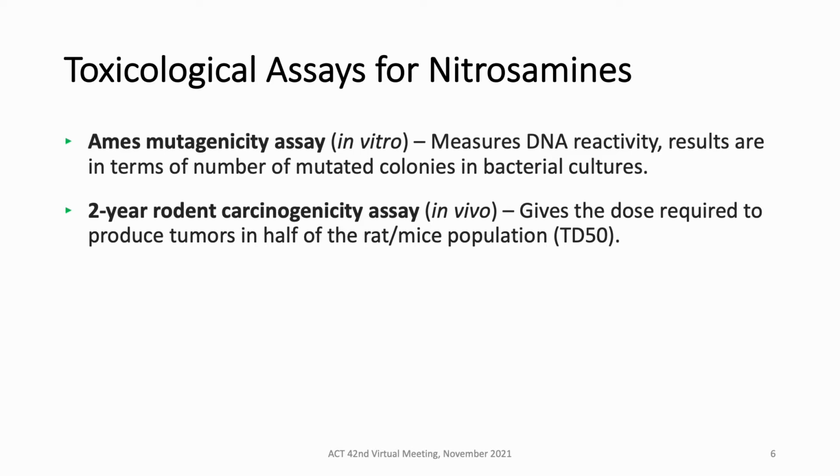However, the rodent carcinogenicity assay gives a good indication of the carcinogenic potency. It tells the amount of dose that is required to produce tumors in half of the population, at least in the rodents, the nature of the tumors that are formed, and the organs that are involved. But this assay, as you can imagine, is difficult to perform. It requires a large number of rats or mice or other rodents. It is expensive and it takes time to finish.